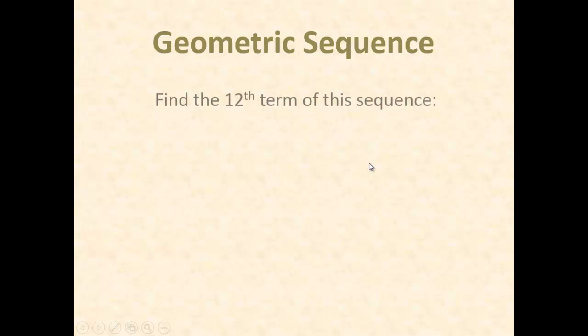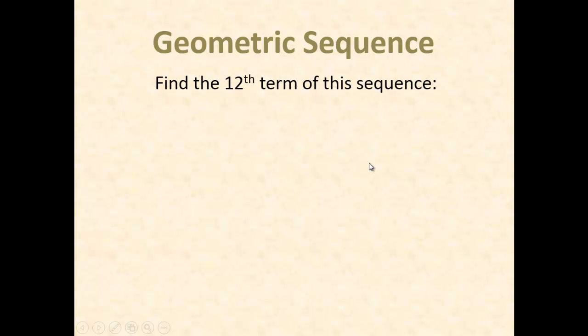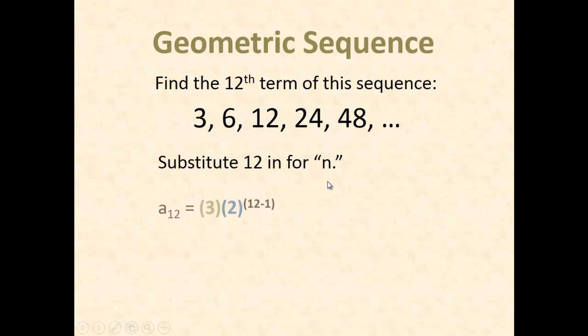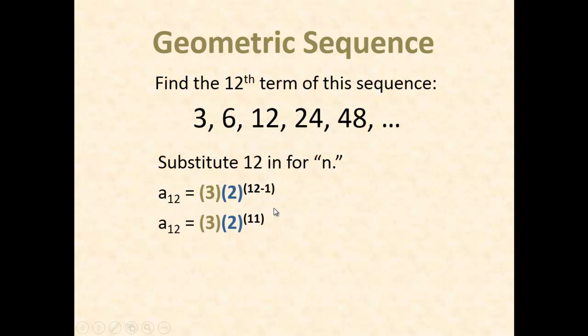Now, please find the 12th term of this sequence. Just substitute into the formula. a_12 is 3 times 2 to the power 12 minus 1. 3 in here is the first term, 2 in here is the ratio, and 12 is the 12th term. So the answer is 6144.